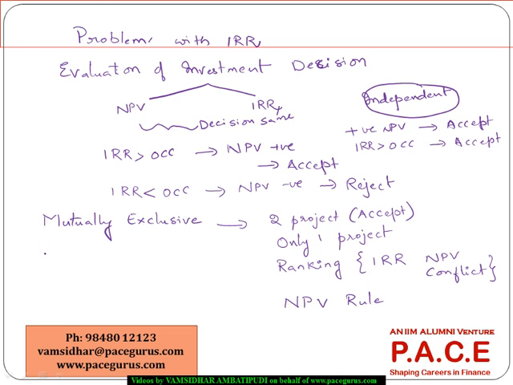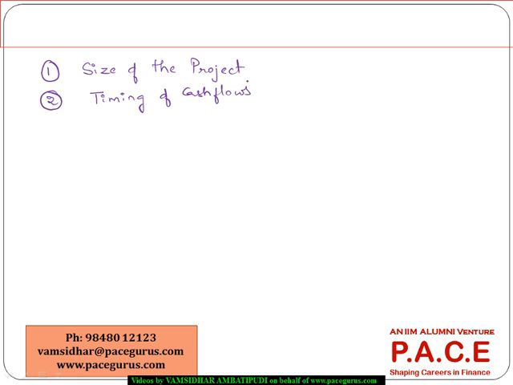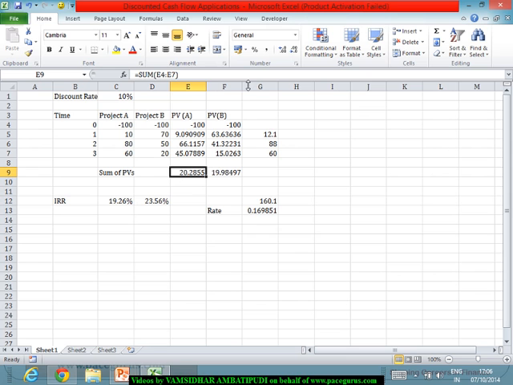And just to understand where all the differences can occur, especially the size of the projects. The size of the project is where I could typically visualize a difference in the decision given by NPV versus IRR, or the timing of cash flows. These are the two major areas where there could be an issue with respect to NPV versus IRR. Just to discuss a simple scenario.